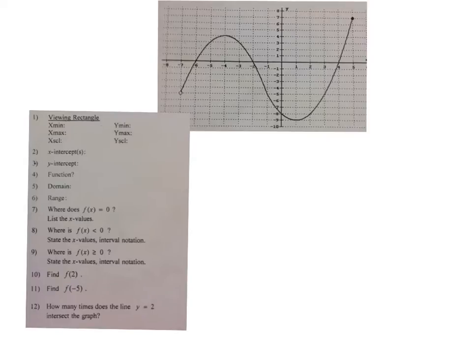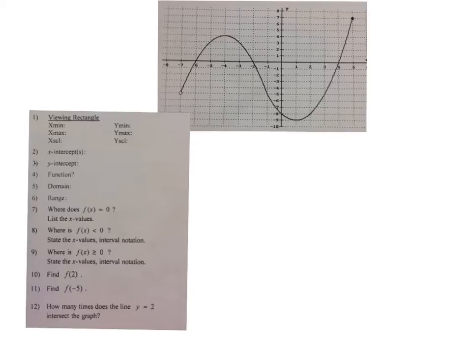So, the viewing rectangle. So we're looking at this graph. In the next 2 screens, we're going to be looking at this graph, and we're just going to be answering a whole bunch of questions, and you'll see how much we can learn from a graph. So the viewing rectangle is just what is the rectangle that my graphing calculator must be on to see this. And you can see I go from -8 to 6. So x min is -8, x max is 6. Y min is -10, y max is 8.